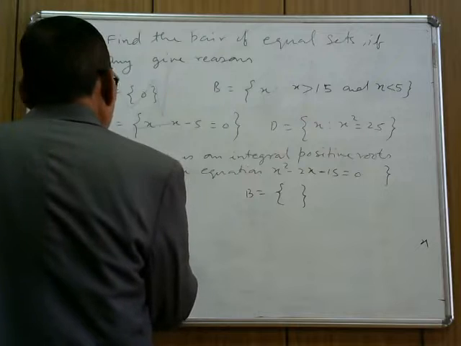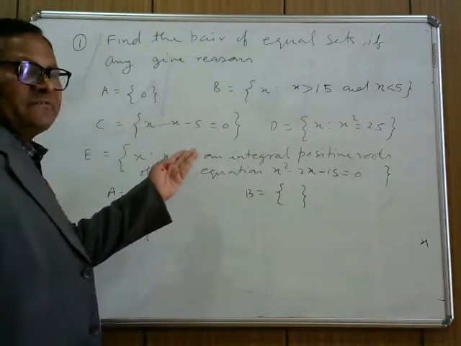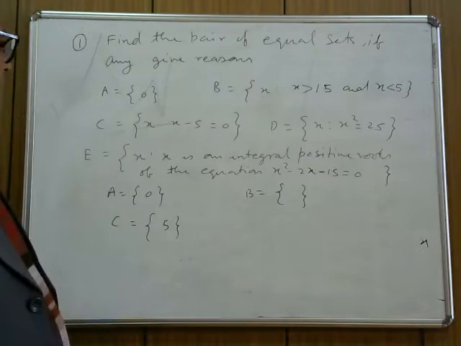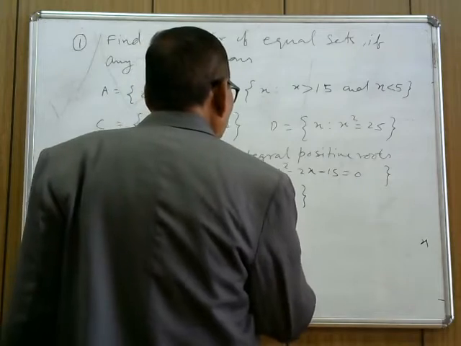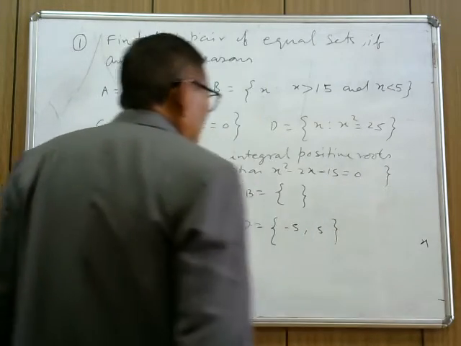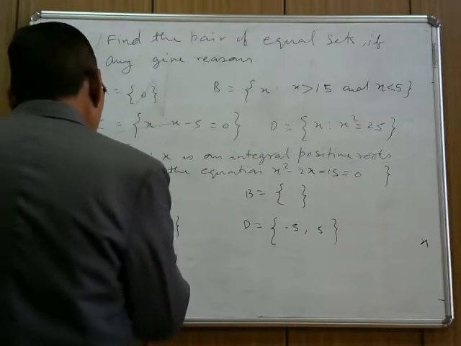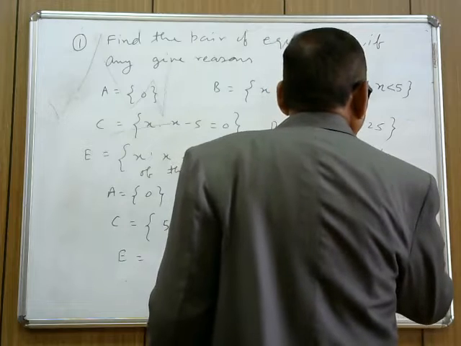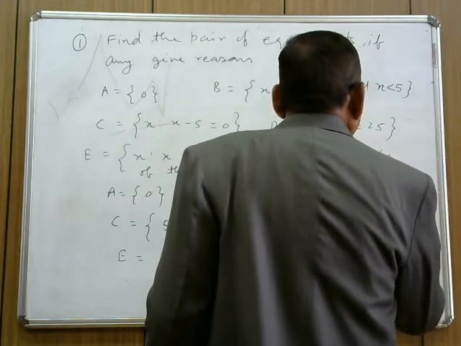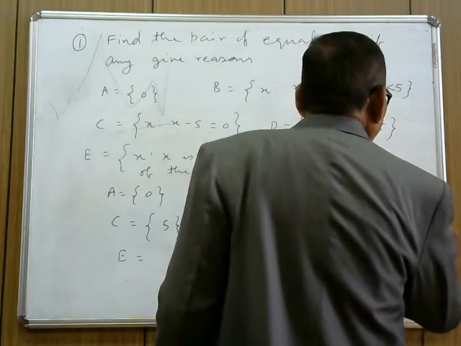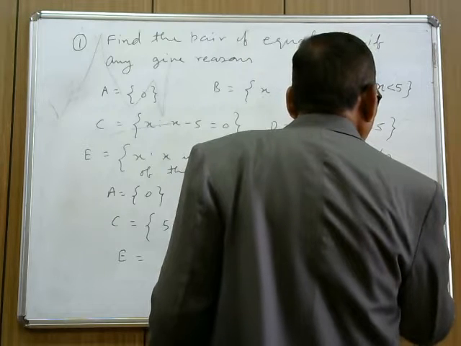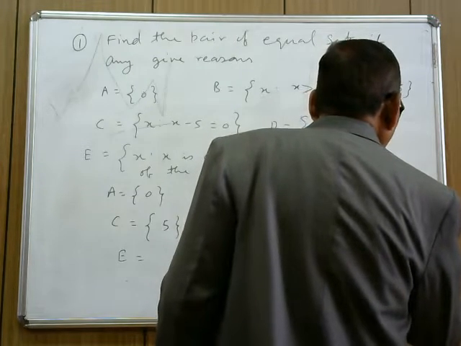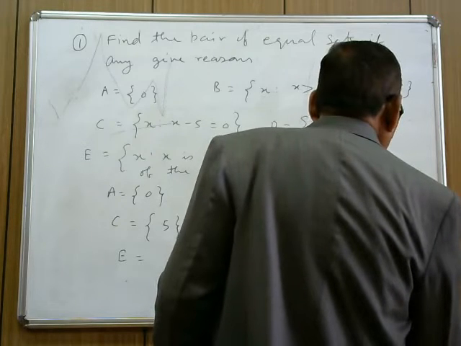Now see, in set C, your element x satisfies the linear equation x minus 5 equals 0. So your value of x is 5. It has only one element. It is a singleton set. Now D consists of two elements, minus 5 and 5, because their squares are 25. And E, you solve the quadratic equation x square minus 2x minus 15 equals 0. x square minus 5x plus 3x minus 15 equals 0. x in the bracket x minus 5, plus 3 in the bracket x minus 5, equals 0. x plus 3, x minus 5 equals 0. The value of x is minus 3 and 5.